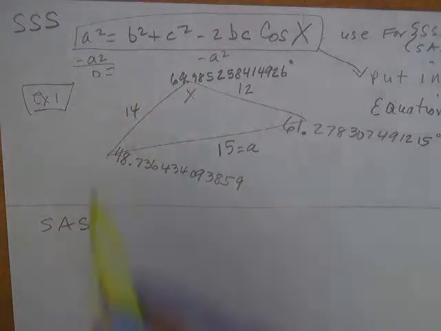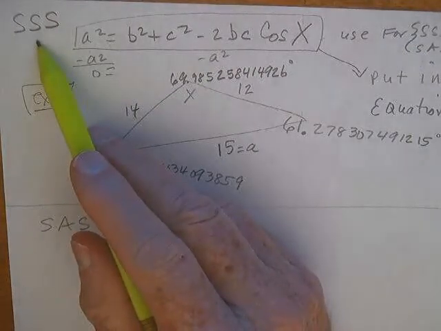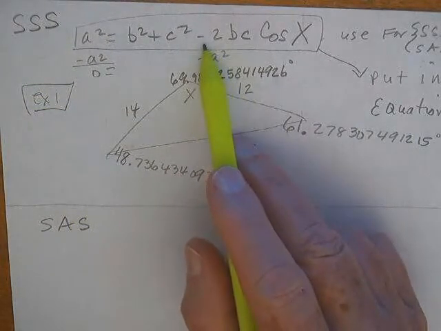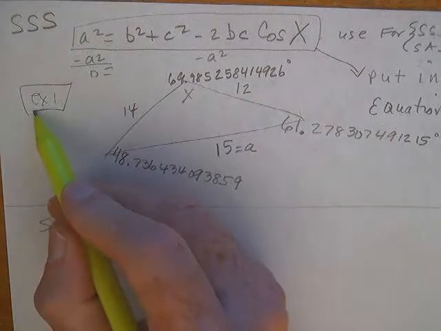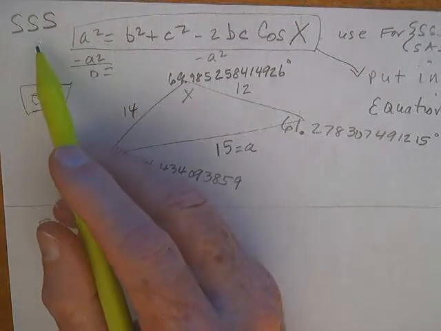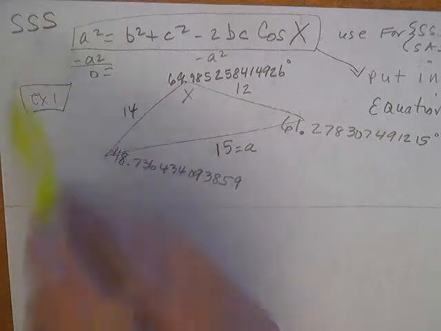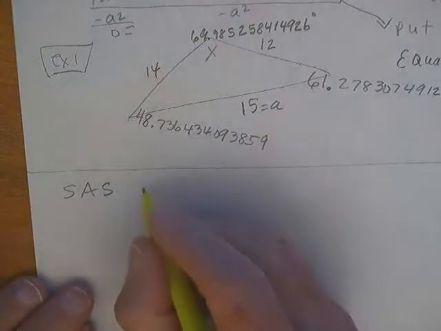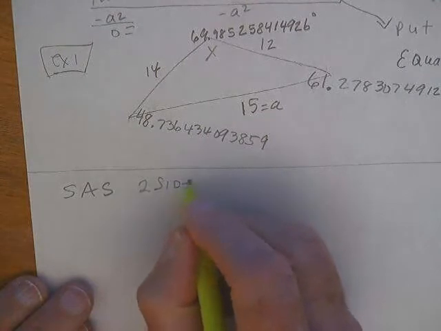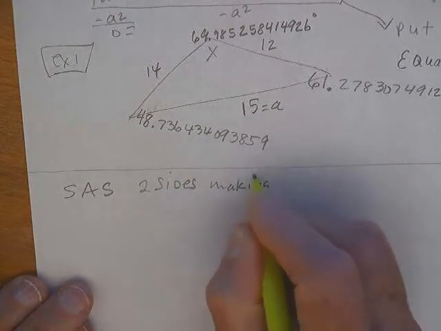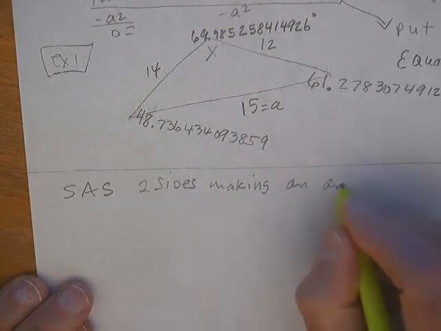Welcome back. If you're listening out there in Radio Land, we just did side, side, side using the law of cosines, which is still in my calculator. There are two kinds of problems you would use the law of cosines on. One is when you know the three sides. The other is when you have two sides making an angle.